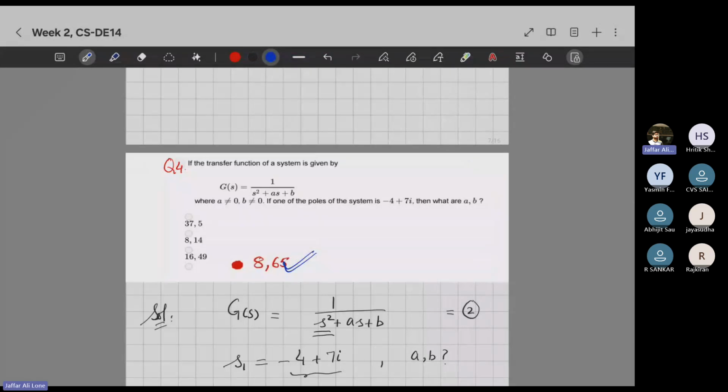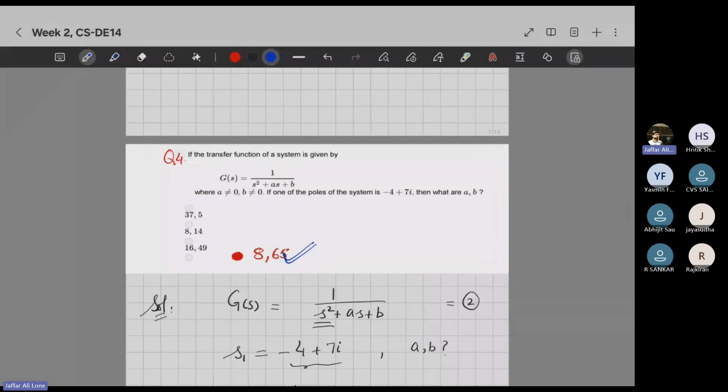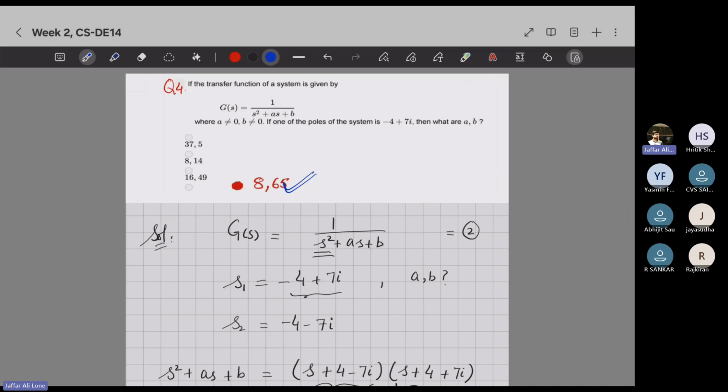Very simple. You just have to catch the concept. Sometimes you get similar 1 mark questions in GATE. If somebody has a question, please unmute yourself and ask. So that pole 1, -4 -7. Can you repeat that? Okay.